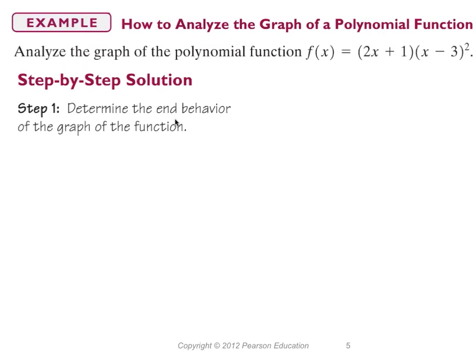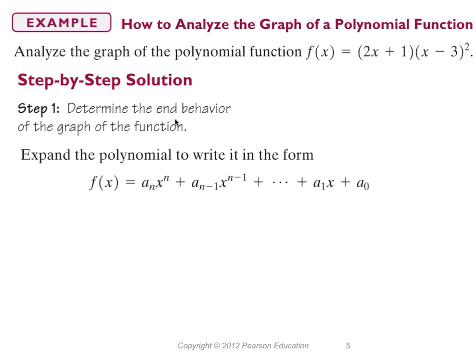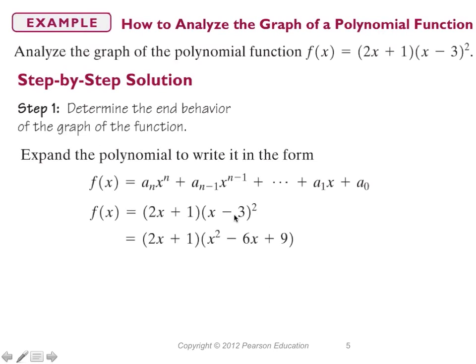So if you were to multiply this out, what you would see is that we're going to actually expand it to do this. We would take x minus 3 and we'd square it, and we'd get x squared minus 6x plus 9, and we still have this 2x plus 1 here. And then we would go ahead and distribute the 2x to everything, distribute the 1 to everything. So we're left with 2x cubed minus 12x squared plus 18x plus x squared minus 6x plus 9.